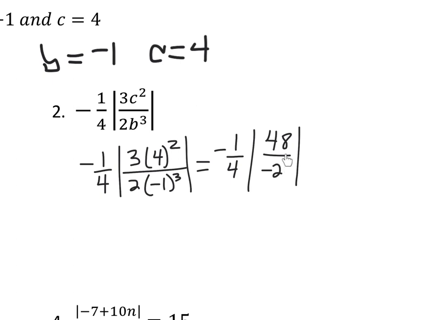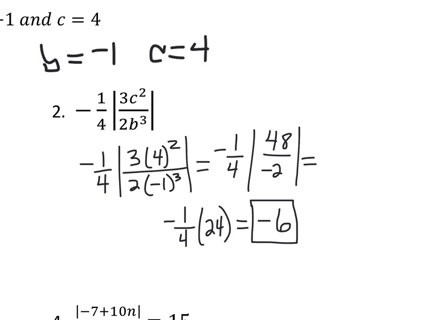Now I'm going to take the absolute value of that. 48 divided by 2 is 24, and it's negative, so I'm going to take the absolute value, which would give me a positive 24. So when I take the absolute value of -24, I get 24, and so I multiply my -1/4 times 24, which then gives me a -6. So my final solution to this simplification is -6.